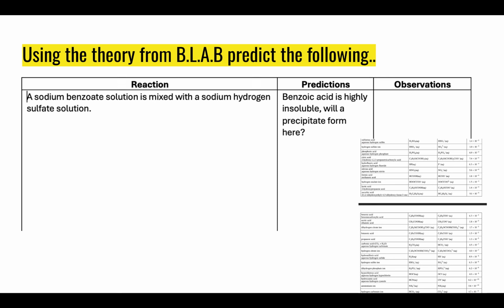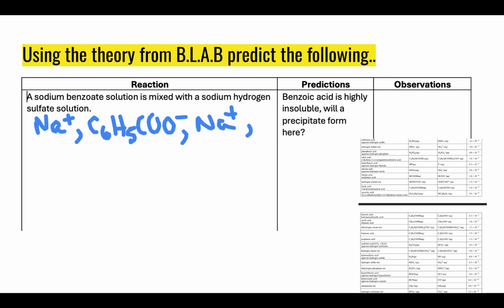So if we have sodium benzoate, that would be Na positive, and benzoate is the C6H5COO negative ion. And it's mixed with sodium hydrogen sulfate, so Na positive and HSO4 negative, and water would be present. So we're going to do the same thing we did before. We're going to pick your strongest acid and your strongest base.